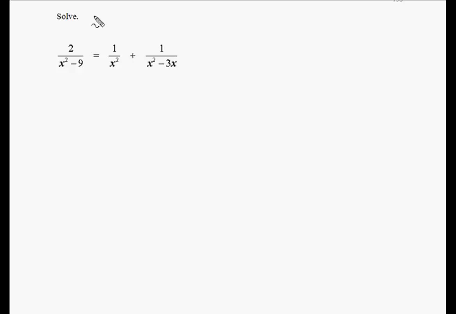Let's look at how we're going to solve this rational equation. Again, we want to make sure that we find our LCM so we can clear out all the denominators. Our first denominator does factor. It's a difference of perfect squares, x minus 3, x plus 3. Our second denominator, x squared, could be rewritten as x times x. And our last denominator, if we recall the first rule in factoring is always look for something common, is x times x minus 3. So those are our multiples.